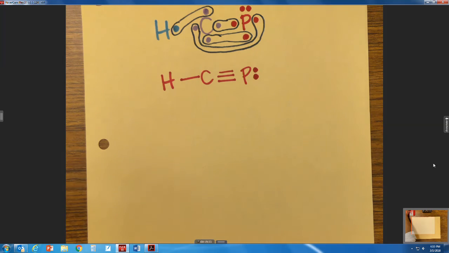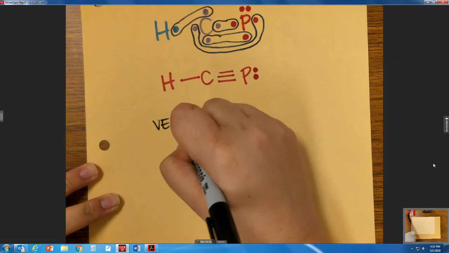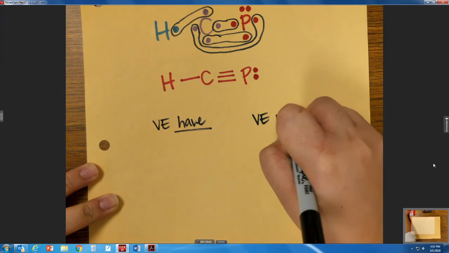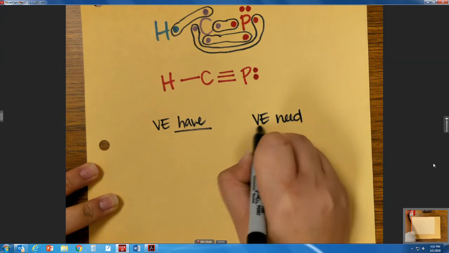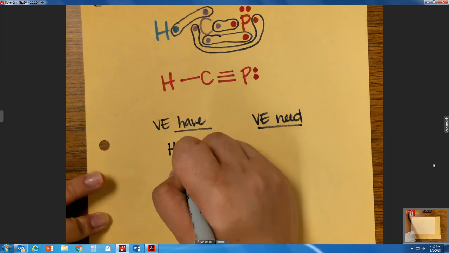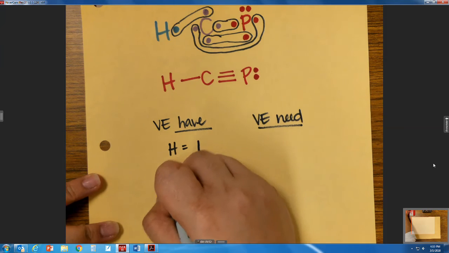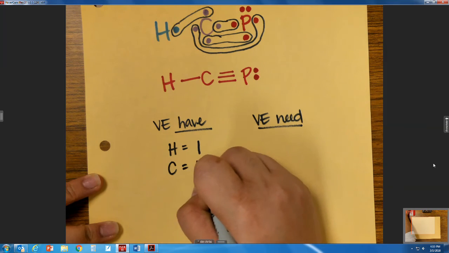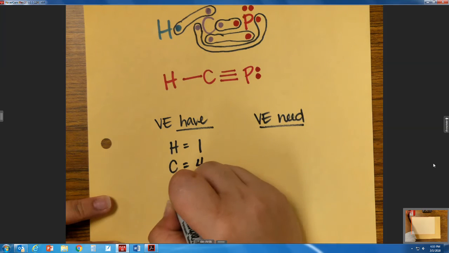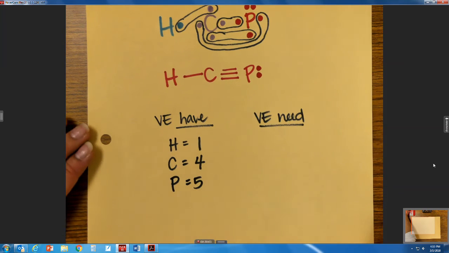Okay, so the math way, valence electrons that we have versus the valence electrons that we need. Okay, so we have 1 hydrogen, okay, which has 1 valence electron. We have 1 carbon that has 4 valence electrons. And then we also have a phosphorus that has 5 valence electrons.